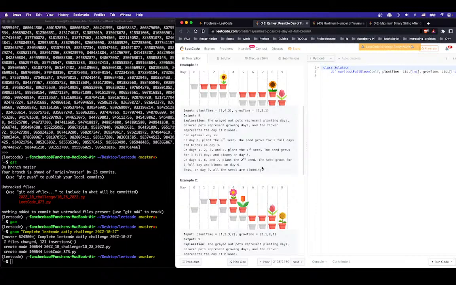Or we can plant this. Now we wait 2 days. Plant this, wait for 2 days. 1, 2, 3, 4, 5, 6. That's also 6 days. No change.